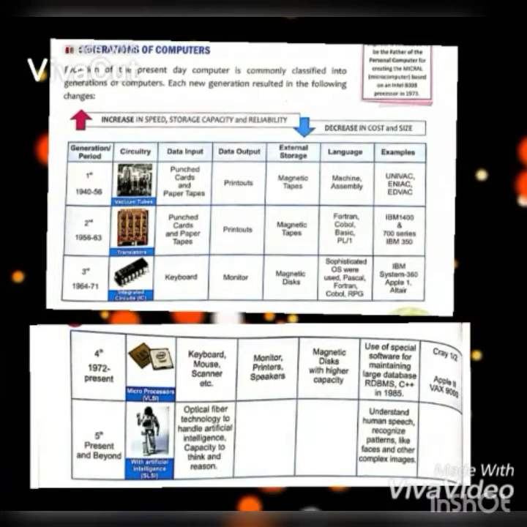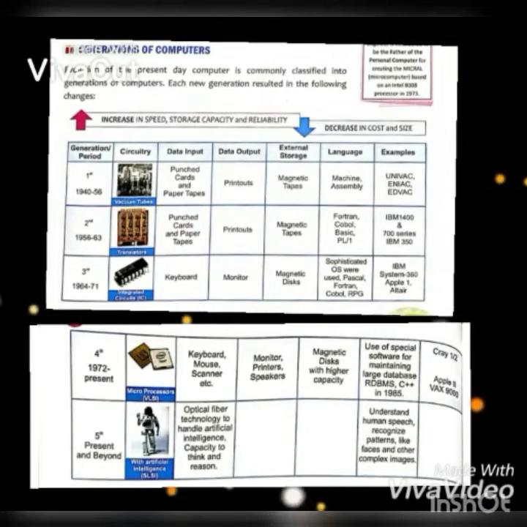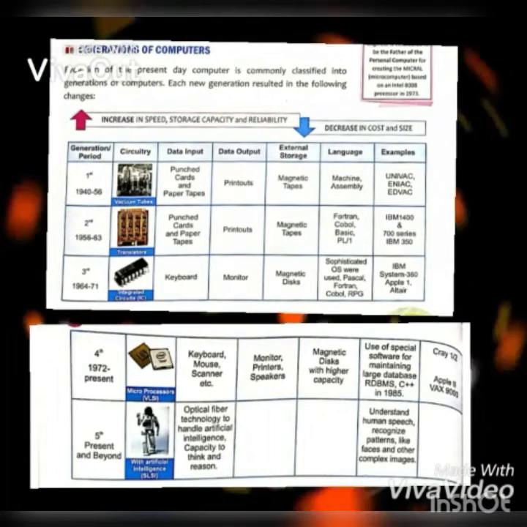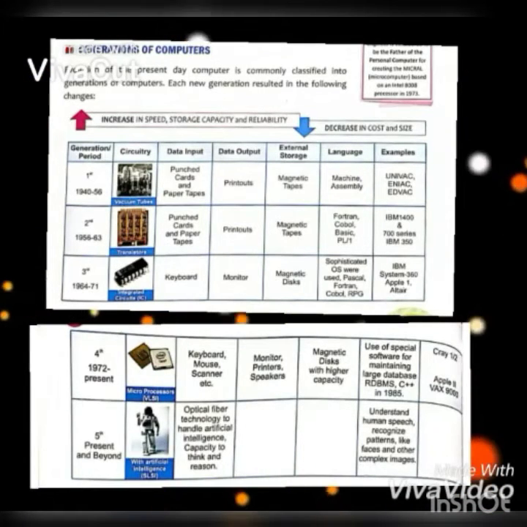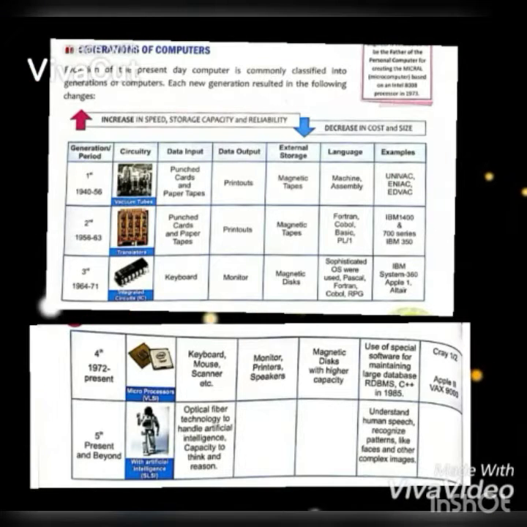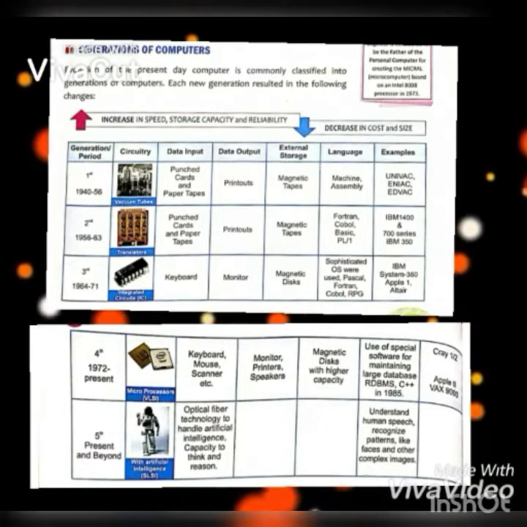With the advancement of computers, the data output also increased from printouts in primitive generations to monitors in medieval generations to monitors, printers, and speakers in most advanced generations. The storing mechanism also developed from magnetic tapes to magnetic disks. Currently, the magnetic tapes with higher storage capacity is in use. The languages used for operating computers also advanced over time.